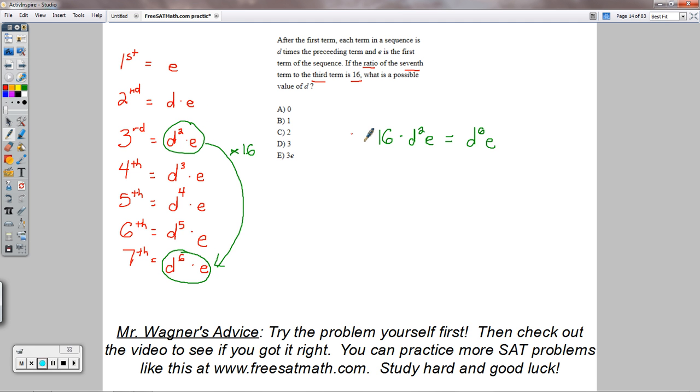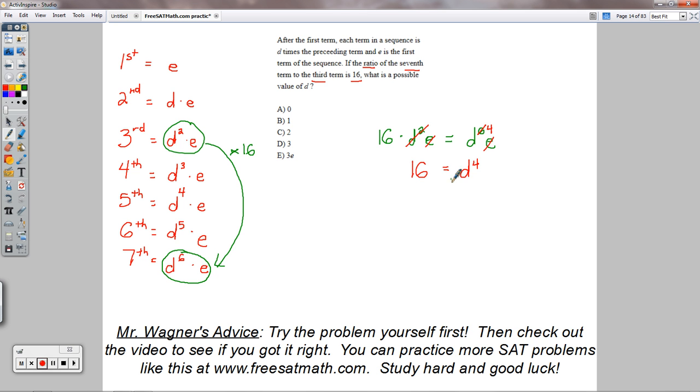Now from there, I could divide both sides by E. That would get the E's to cancel. I could divide both sides by D squared. That would get this D squared to cancel and would change this to a 4. And then from there, what am I left with? I'm left with 16 equals D to the fourth. This looks like something I can definitely solve pretty easily.